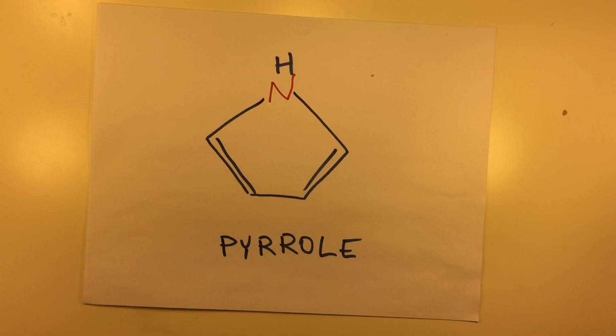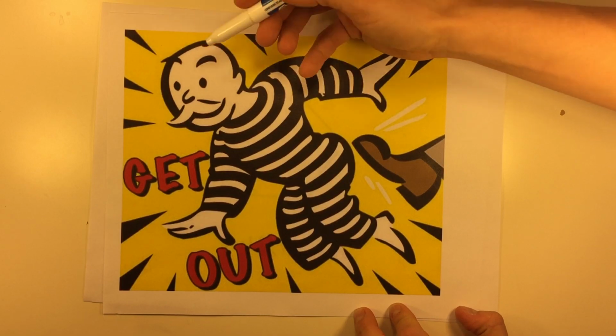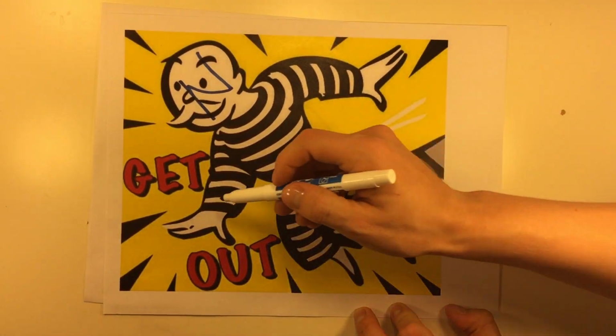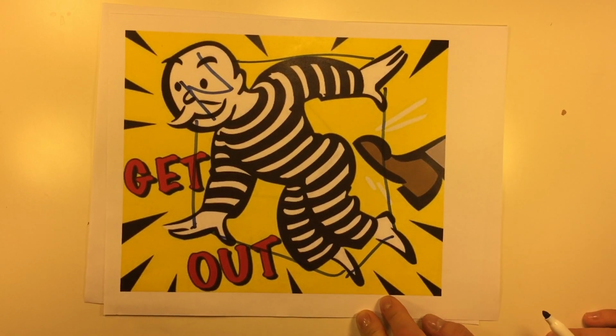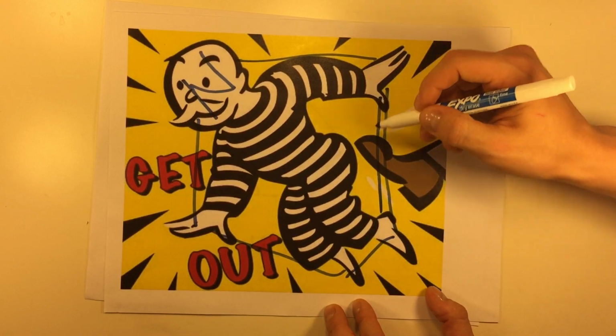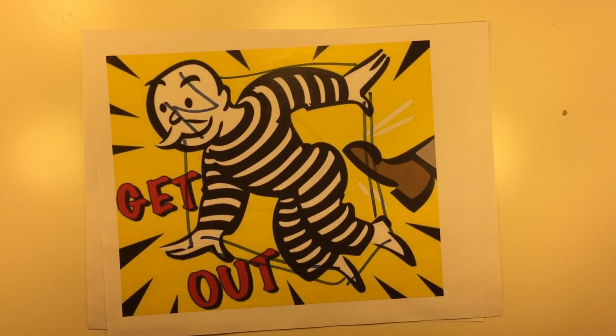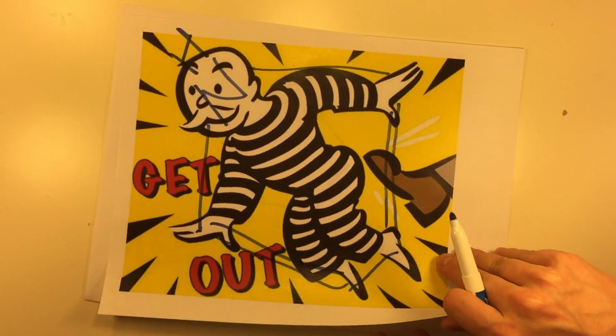Now let's talk about five-membered rings. Pyrrole. You can think of parole. And you can think of this guy, his head becomes nitrogen, and his hands and feet become carbons. And his striped uniform is going to remind you that we have two double bonds and the hydrogen. Don't forget the hat.